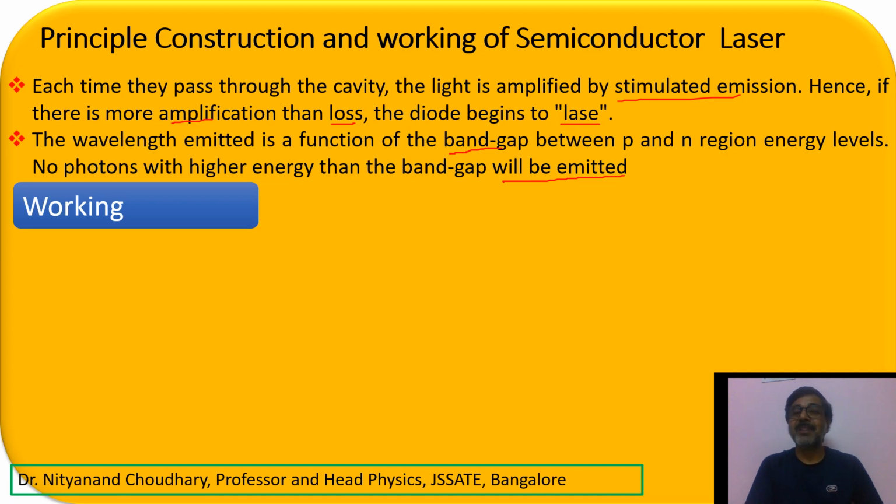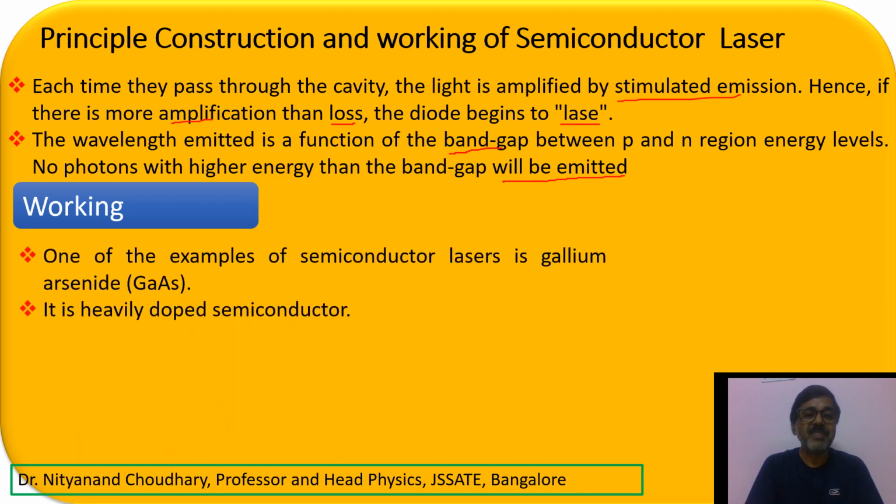Now let us see the working of this laser. One example is gallium arsenide, GaAs. Gallium arsenide is one such laser. It is a heavily doped semiconductor. I really don't know whether you understand the meaning of doping, so let us briefly try to understand this.